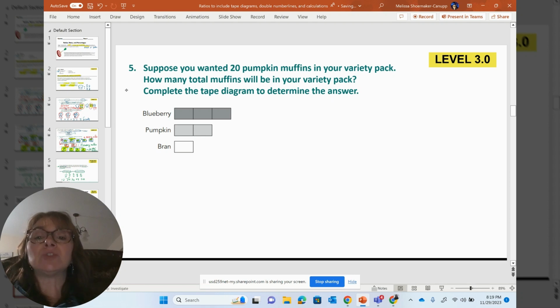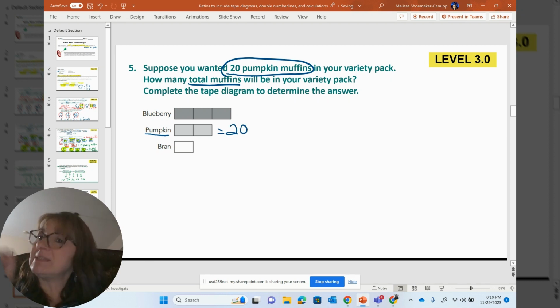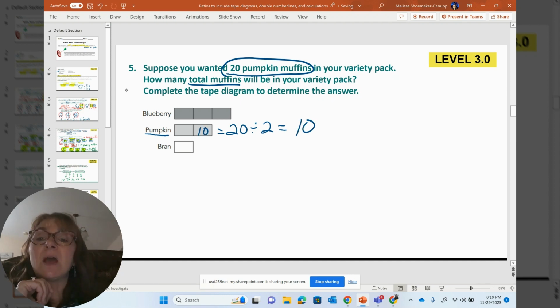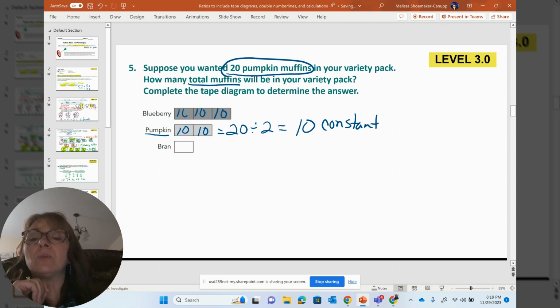Now we want 20 pumpkin muffins. How many total muffins will be in my variety pack? So I'm finding the pumpkin. I know that these 2 boxes have to equal 20. I want the same number to be in both boxes. So I'm going to think about 20 divided by the 2 boxes, and that's going to equal 10. That is my constant. So I'm going to put that number in every single box.